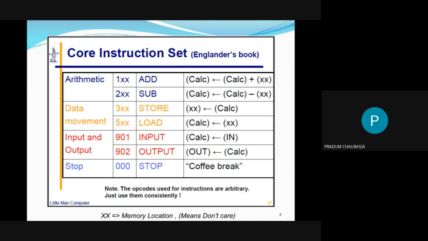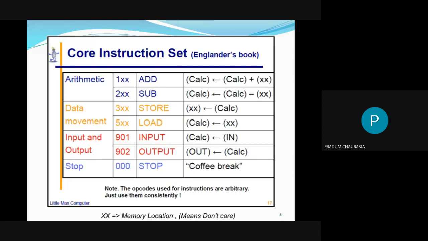Load is just the opposite, so its code is 5. Whenever the little man sees the number 5, he knows it's load, right? He takes the location XX, writes the value on a sheet of paper, and comes and types it in the calculator screen. So that is loading something from the memory. Always remember: loading is from the memory, storing is into the memory. Loading means from the mailbox or memory to the calculator screen, to the execution unit, and storing means from the calculator screen, from the execution data path, to the memory.